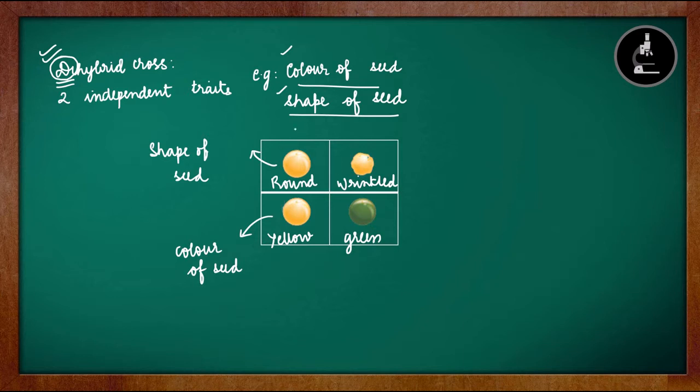Among round and wrinkled, we know round is dominant and wrinkled is recessive. Similarly, yellow is the dominant character and green is the recessive one. So this is the basic information which we already know. We will be using this information in the dihybrid cross. So let us begin a dihybrid cross in which one parent will be dominant, that is round yellow, and another parent will be recessive, that is wrinkled green.